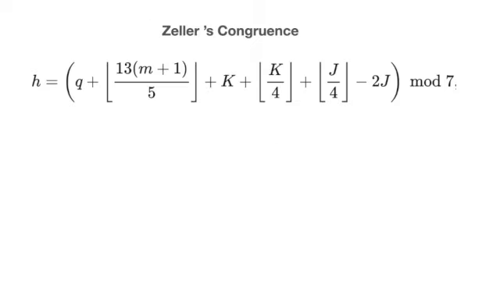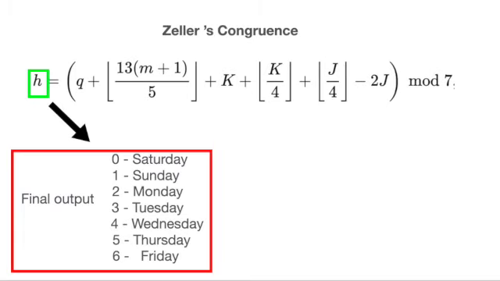Now that we have all the tools we need, let's break down Zeller's congruence. On the left hand side, we have h, and that's our final output. It is an integer from 0 to 6, with 0 standing for Saturday, 1 for Sunday, 2 for Monday, and so on. To explain the right hand side, it is easier for me to show you an example directly.